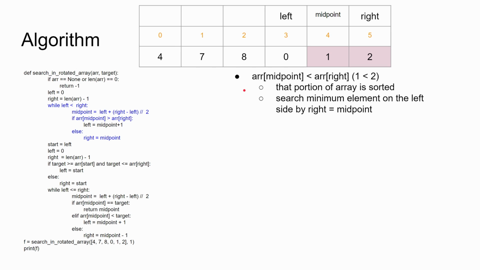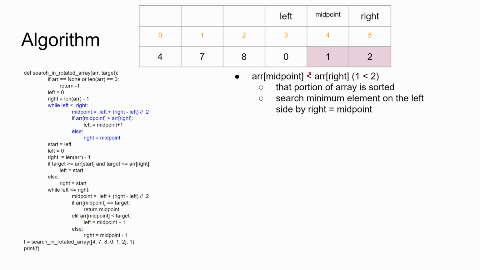array right is 2. And then initialize midpoint again, this time to be the middle of this new left and the same right, by doing the same thing, right minus left, which is 2, divided by 2, which is 1, and 1 plus 3 is 4, so midpoint is 4. And array midpoint, which is 1, is smaller than array right, which is 2. And so that portion of the array, between left and right including left and right, is sorted.